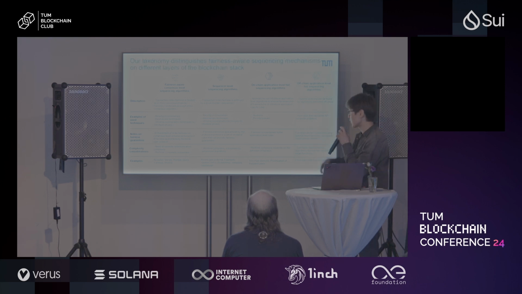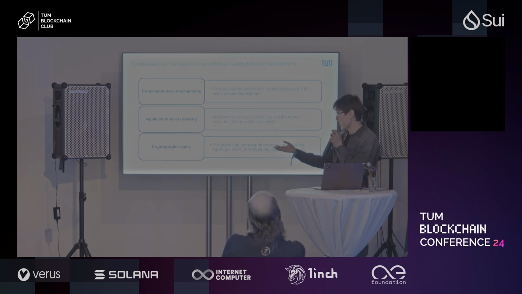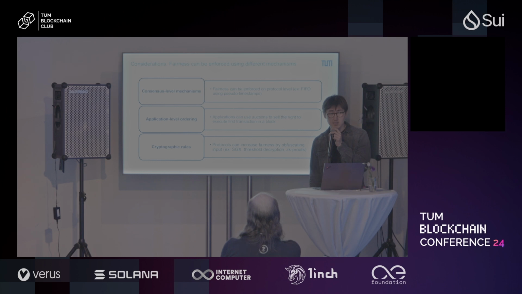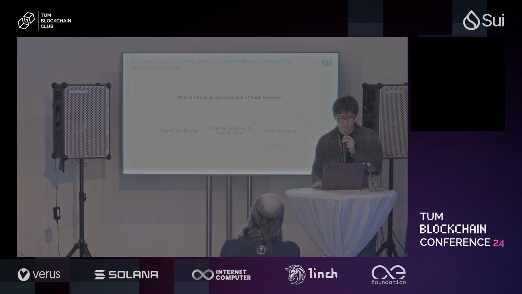Yeah, so these are different levels where sequencing logic can be applied: application level, sequencer level, consensus level, and there are different ways to enforce sequencing. Like I said, we can do FIFO, that's the simplest. We can use auctions, and there are also cryptographic techniques that can be applied to improve trading experience. They're way beyond the scope of this talk.